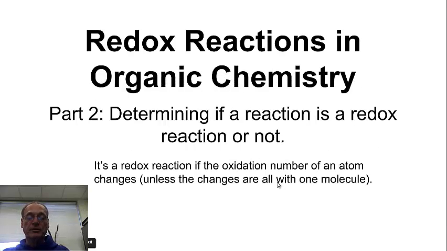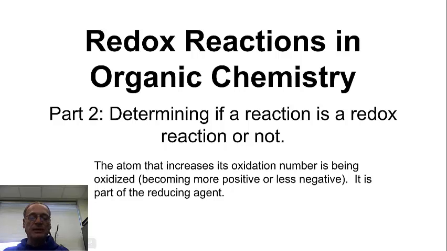Well, it's a redox reaction if the oxidation number of any of the atoms changes. In fact, you're going to have two change because one has to gain and one has to lose. And so you'll always have an oxidation and a reduction. But if anything is changing its oxidation number, then you know it's a redox reaction. Now there's one exception, and that is if within a particular molecule, without anything else changing, something increases and something else decreases in the same molecule, then that's not considered to be a redox reaction.